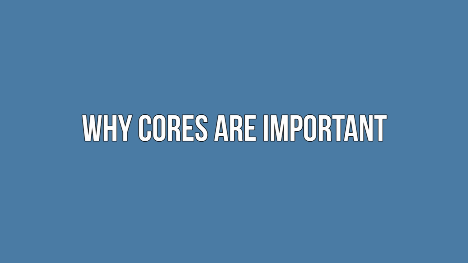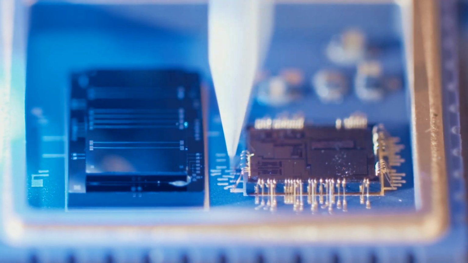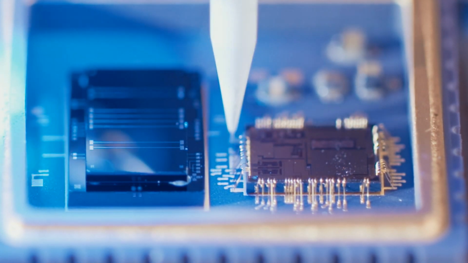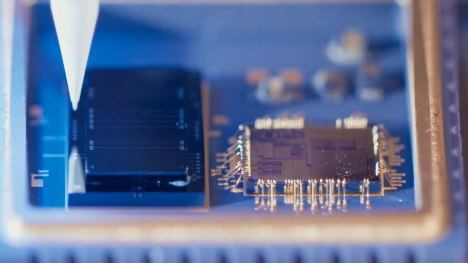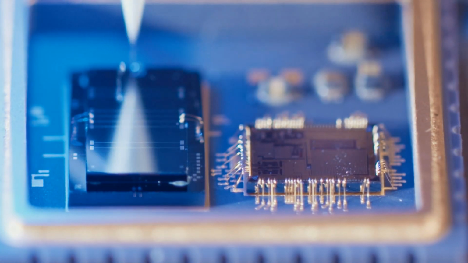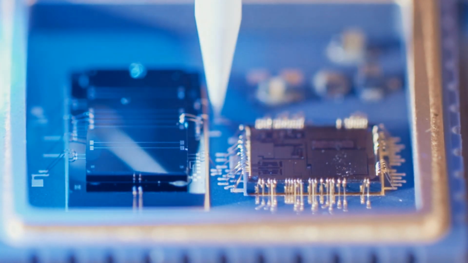Why cores are important. If you had a computer back in the 90s or even the early 2000s, you might remember that when one program froze, it was likely that your entire system would freeze as well. This was primarily because your CPU only had one single solitary core that was handling all of the calculations for your system. You can see how this would be a problem, right?